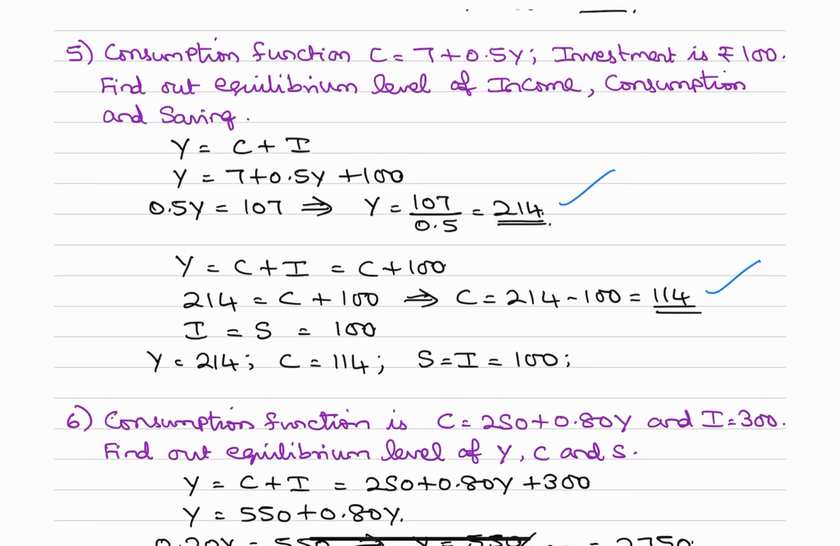In equilibrium, investment is equal to savings. Then the value of savings is equal to 100. The value of income is 214, consumption 114, and savings and investment is 100.